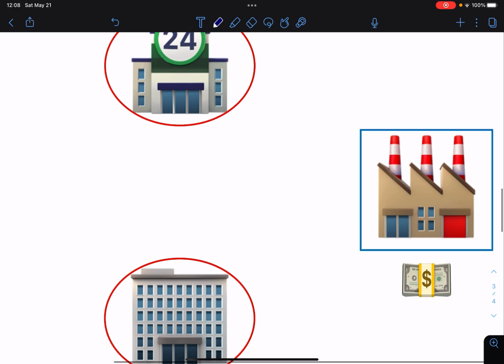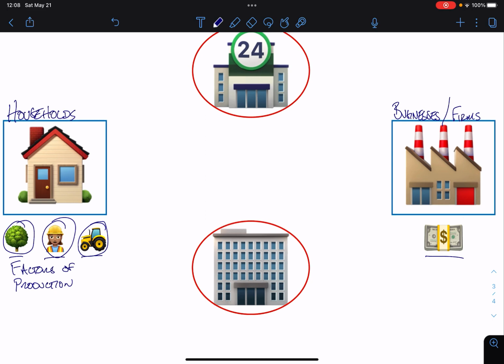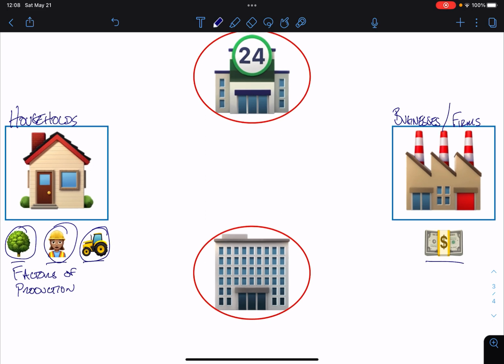On the other side of the screen, we have businesses. These firms. You'll notice that firms have money. And here's the thing about businesses. It's their reason for being. They always want more money. Businesses exist to make a profit. And to do that, they need to produce something that they can sell. What do they need to produce goods and services? They need those factors of production that the households earn or own.